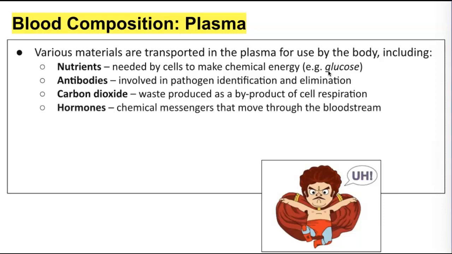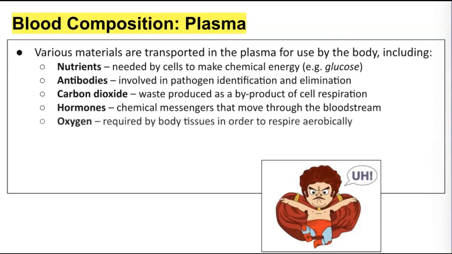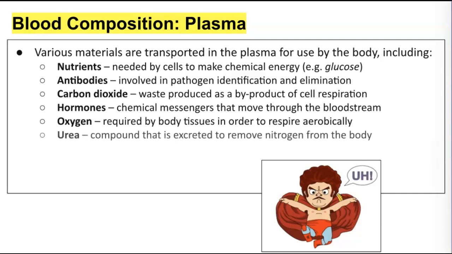We also have hormones in our blood plasma. Hormones are chemical messengers that move through our bloodstream. Hormones are involved in a ton of different processes, whether that's a fight or flight response, or puberty, or even childbirth. So hormones are always kind of pumping through your body system. Hormones are also really involved in the stress response. Oxygen is also going to be transported by the blood. We require oxygen in order to do that aerobic respiration, do cell respiration for energy. So oxygen is super important.